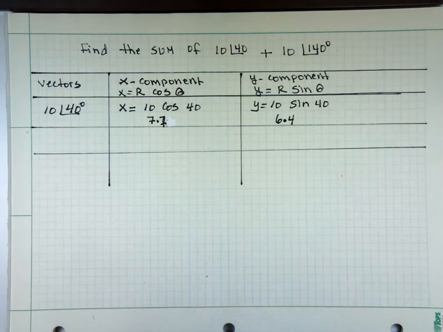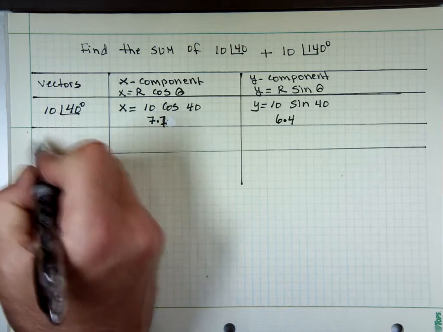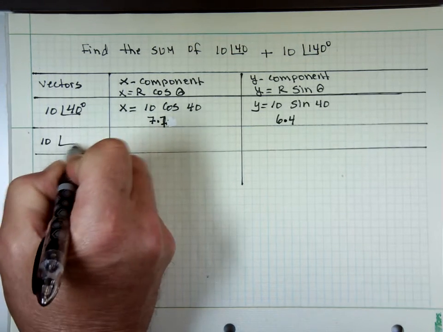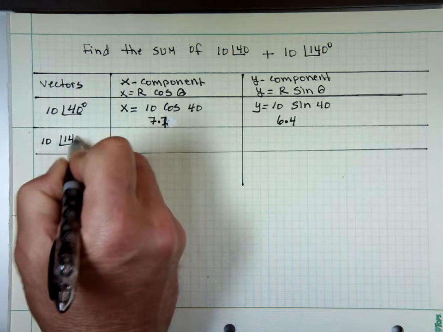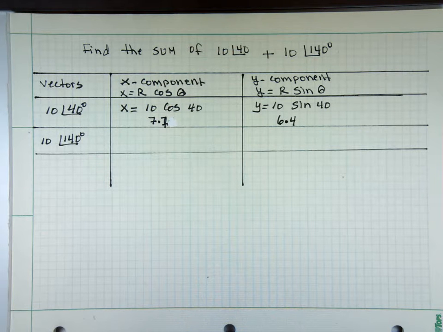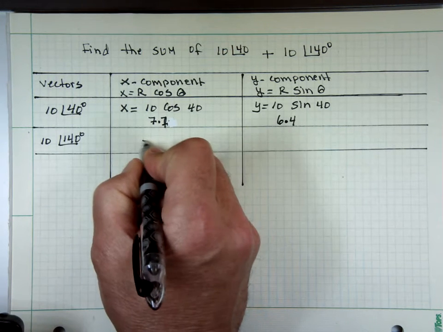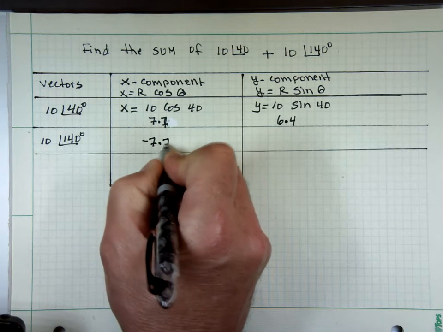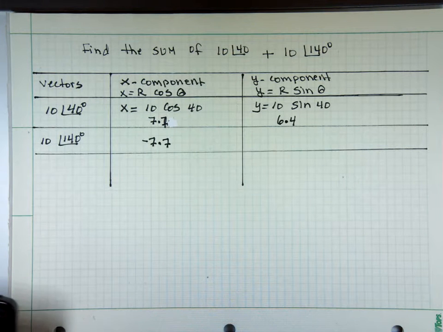The second vector was 10 angle 140. We know x has to be negative. You're in the second quadrant. The math is going to tell me that. 10 cosine 140 is negative 7.7, and the y value is 10 sine 140, which is 6.4.